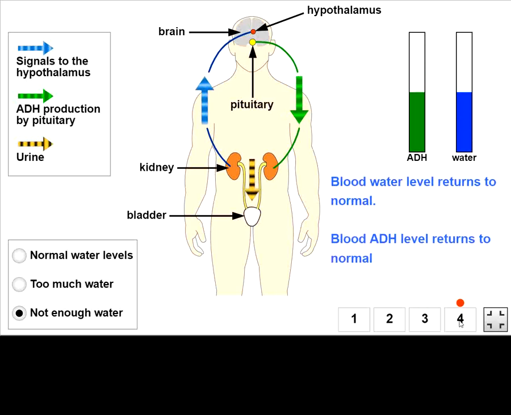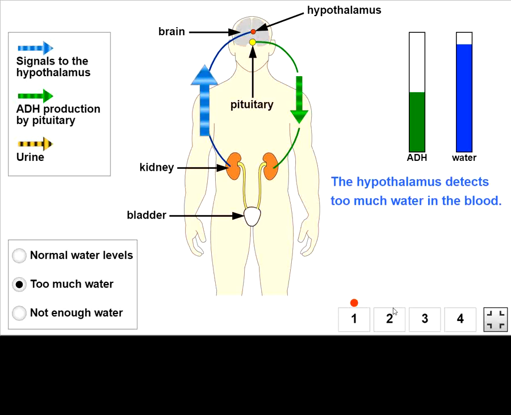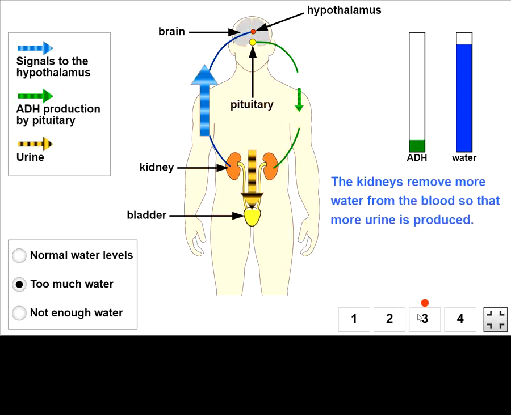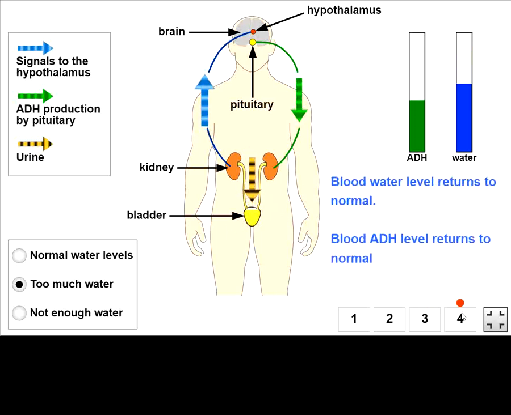Also, a message gets sent to your thirst centre and you feel thirsty, but eventually your water levels will go back to normal, and when that happens, so do your ADH levels. If we've drunk a lot and we're not moving around, our ADH levels drop dramatically, and we're going to remove more water from the blood, so less water from the urine, and we're going to produce more urine. That will decrease our water back to normal, and then our ADH levels will go back to normal.